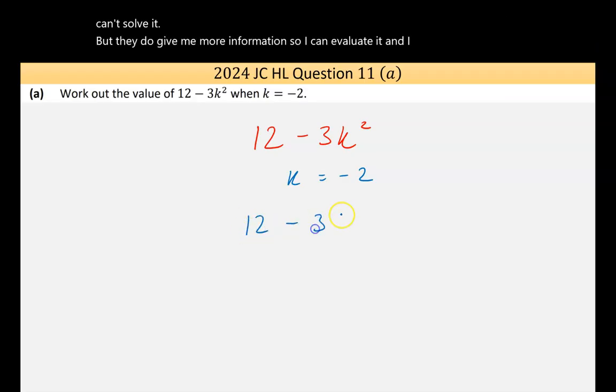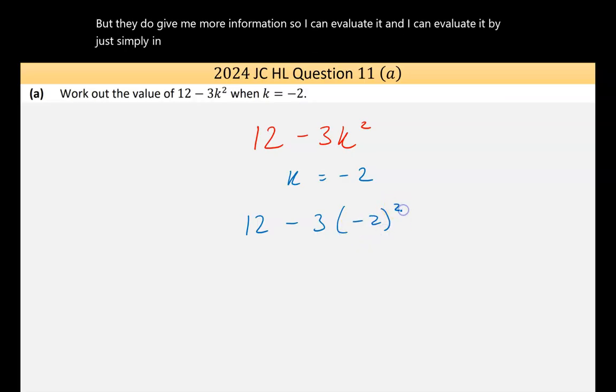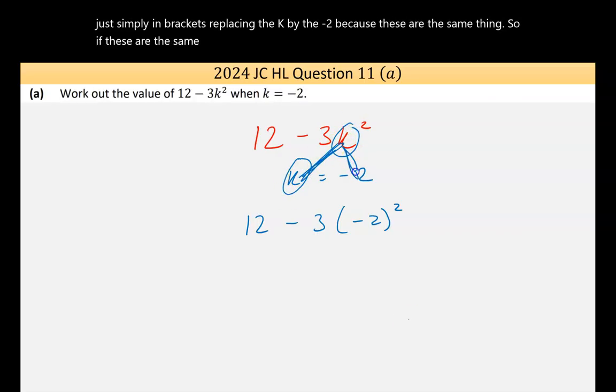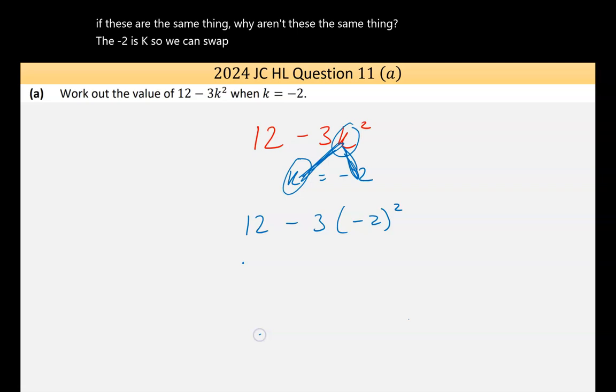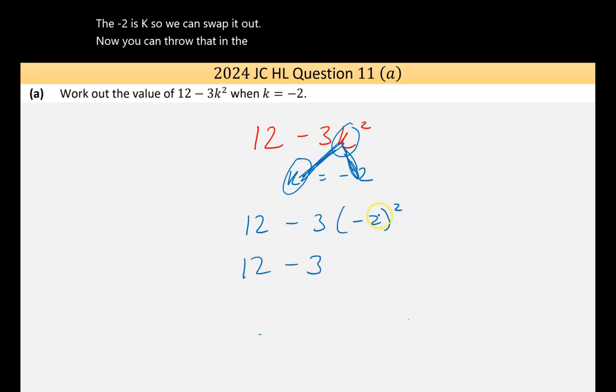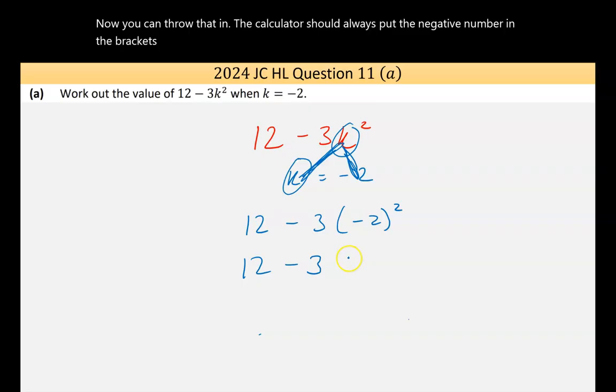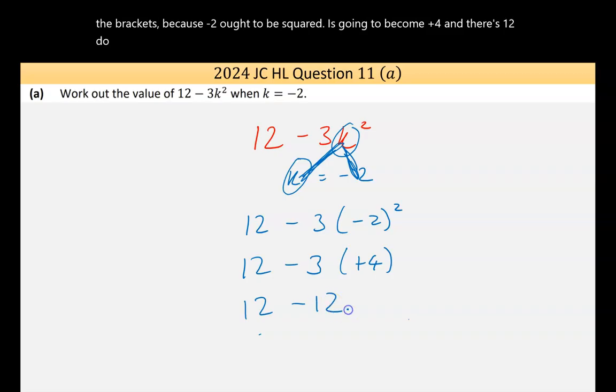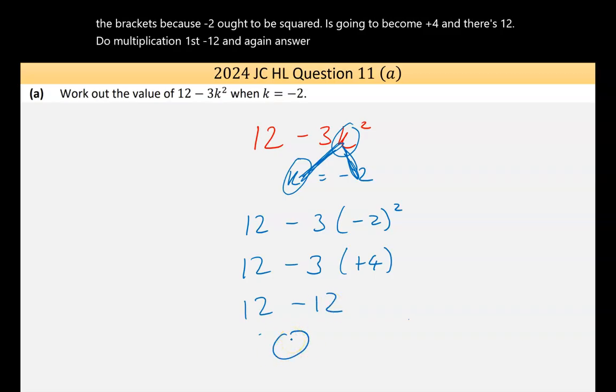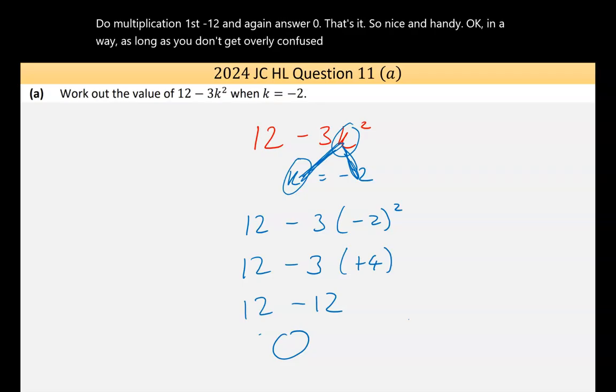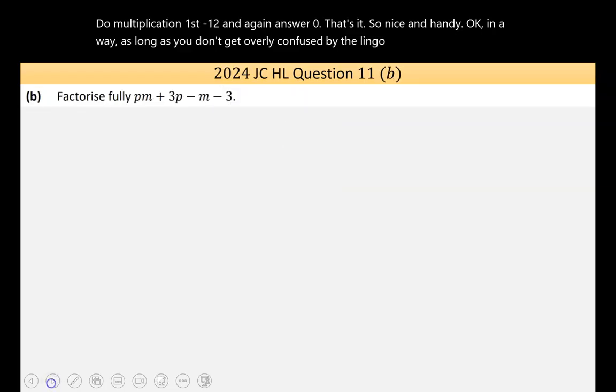And I can evaluate it by simply, in brackets, replacing the k by the -2, because these are the same thing. The -2 is k, so you can swap it out. Now you can throw that in the calculator. You should always put the negative number in brackets, because (-2)² is going to become +4. Then there's 12. Do multiplication first, -12, and I get an answer of 0. That's it. So nice and handy, as long as you don't get overly confused by the lingo.